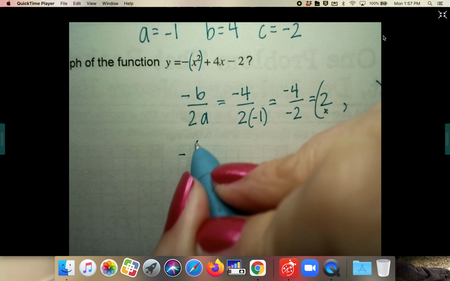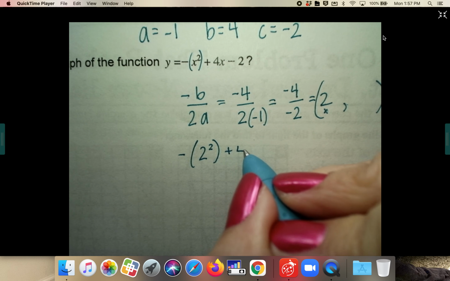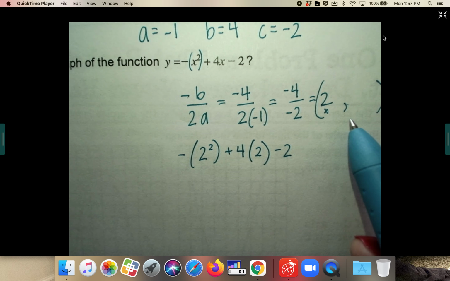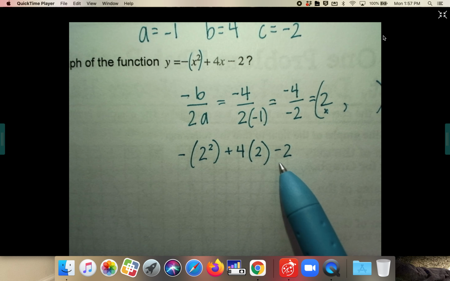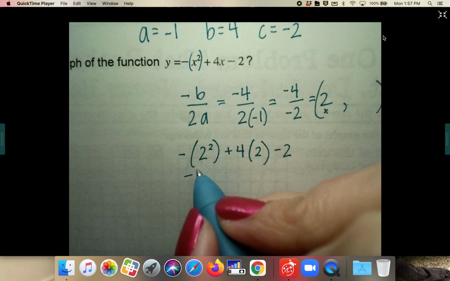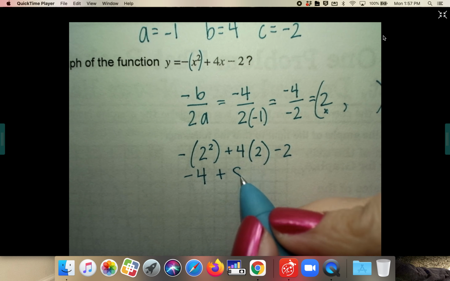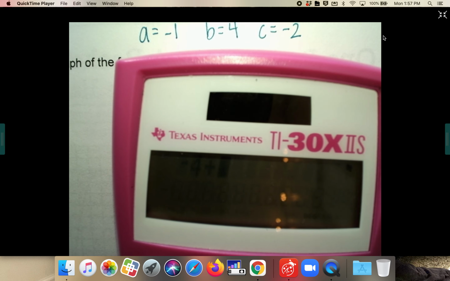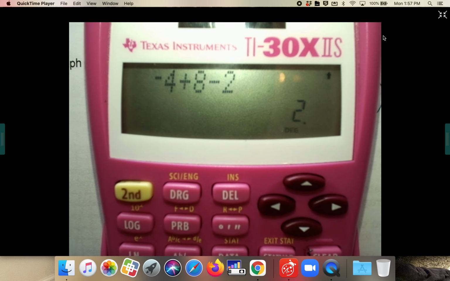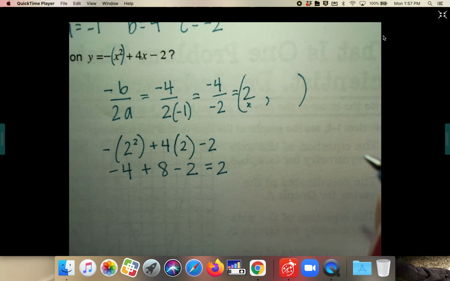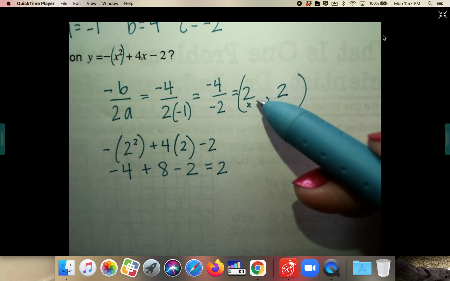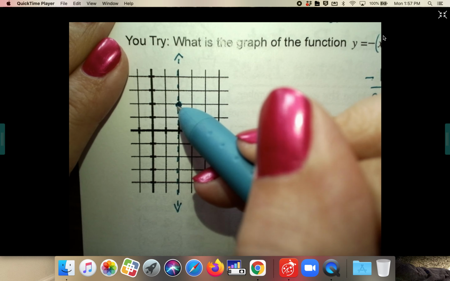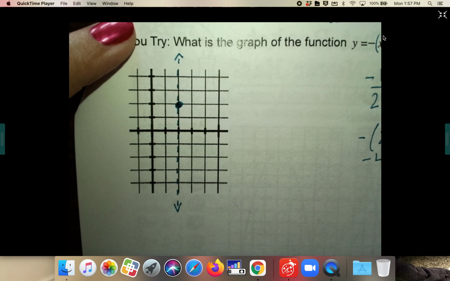So what we've got is negative 2 squared plus 4 times 2 minus 2. All I did was take this equation and plug in 2 for all of my x's. Now we solve it. 2 times 2 is 4, times negative 1 is negative 4, plus 4 times 2 is 8, minus 2. Negative 4 plus 8 minus 2 is 2. So my y-coordinate is 2, and my vertex is 2, 2. All right, cool. Our parabola is one fifth done because we've got 1 point.